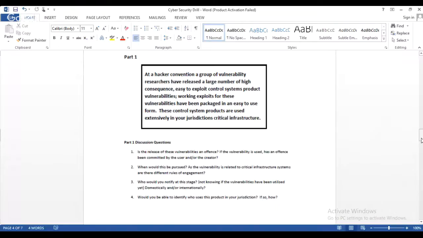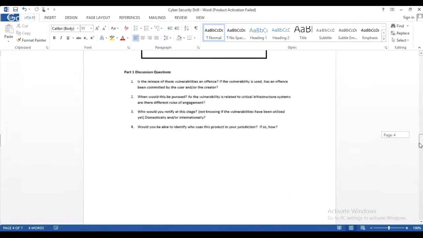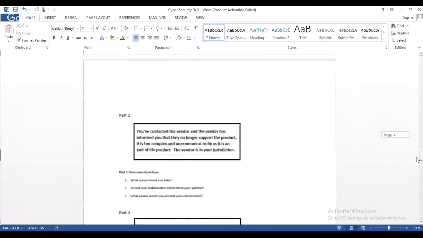Next question is Tisha. In the fourth question, would you be able to identify who uses this product in your jurisdiction? If so, how? So, keeping the database regarding known other parties, and there are details about products, equipment, vendors. So that's how we should use this one. So this is the first part of the second scenario. So let's move on to the second part.